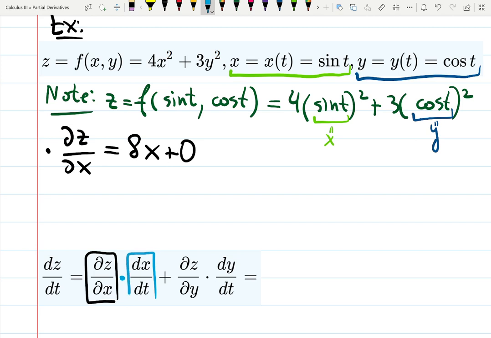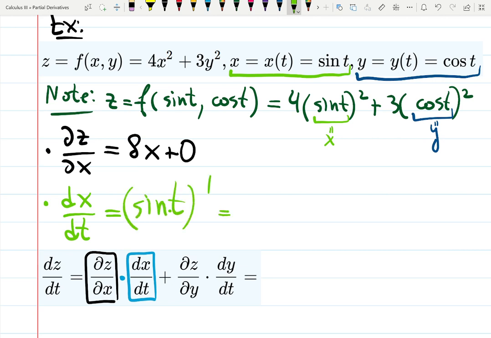Times the derivative of x with respect to t. Okay, this is not a partial derivative. That is an ordinary derivative. Why? Because x only depends on one variable. There is no choice here. X is actually in green, so let me put it in green. Here it is, in green. Derivative of sine, there are no partial derivatives here. Derivative of sine, I will write down for you once, is cosine t. We are done with this first part.